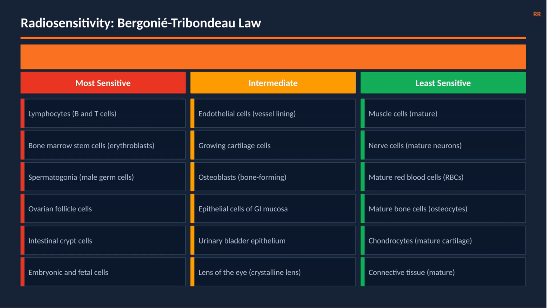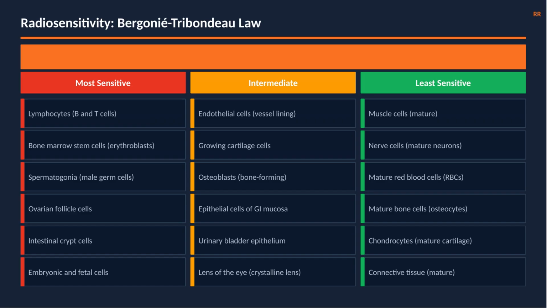Intermediate, the amber column. Endothelial cells, growing cartilage, osteoblasts, GI mucosal epithelium, urinary bladder epithelium, and the lens of the eye. Least sensitive, the green column. Mature muscle cells. Mature neurons, postmitotic, do not divide. Mature red blood cells. Mature bone cells. Connective tissue. The pattern is clear.